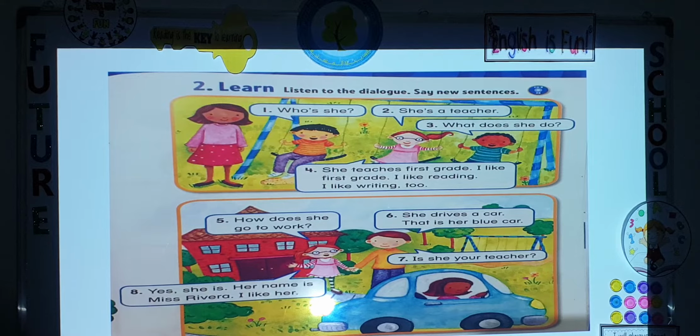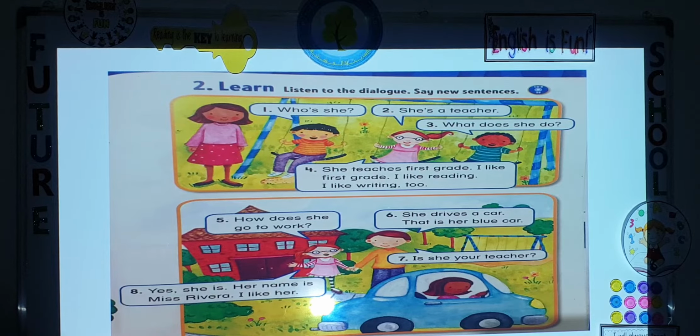2. Learn. Who's she? Try to repeat. Who's she? She's a teacher. She's a teacher. Repeat after me. She's a teacher. Again. Who's she? She's a teacher.